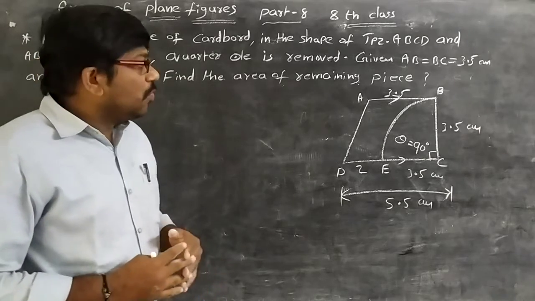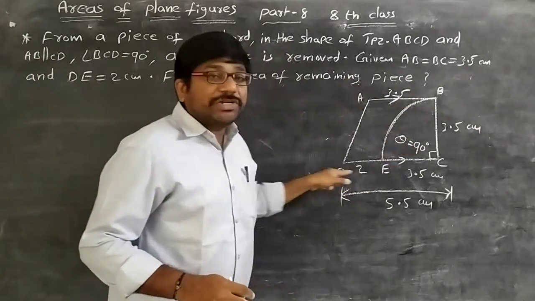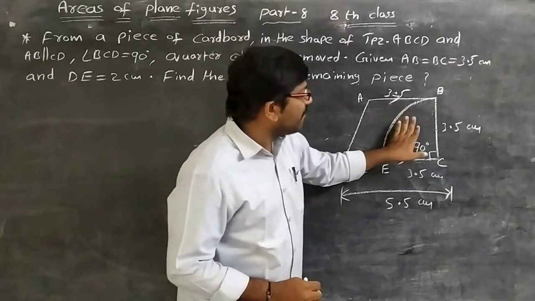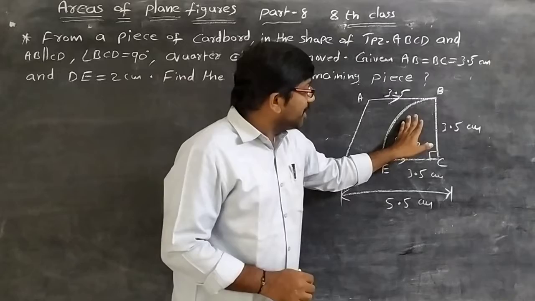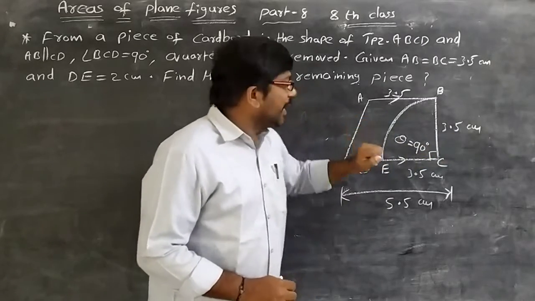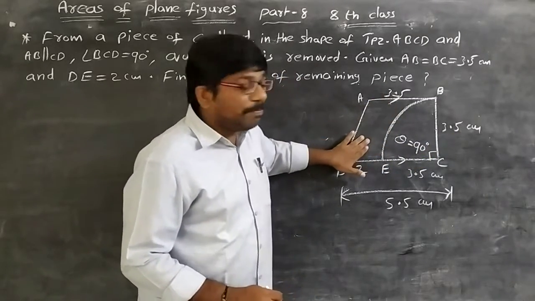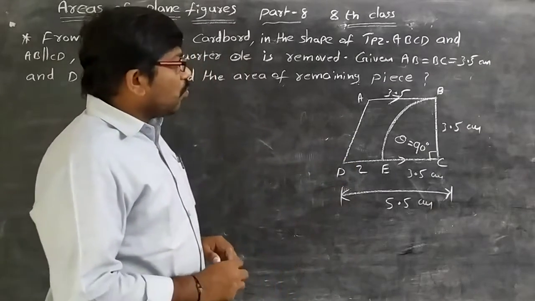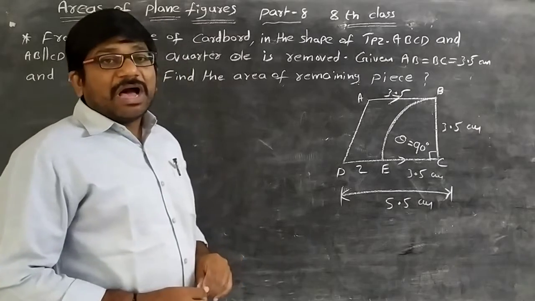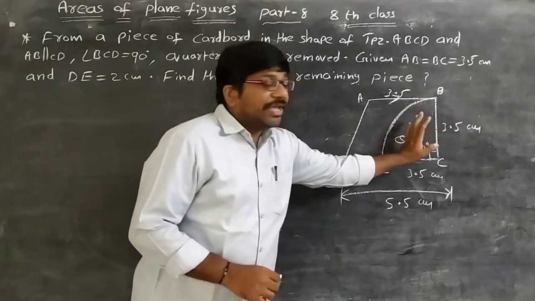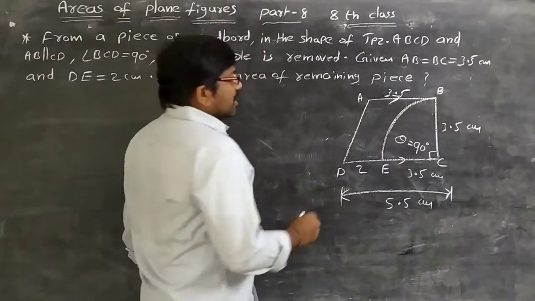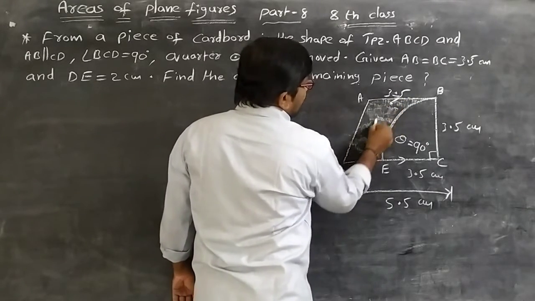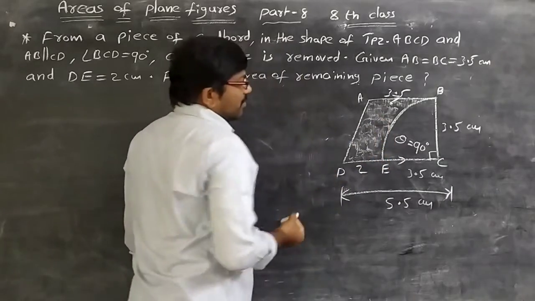First we have to find the area of the total trapezium, right? And we have to subtract the area of this sector, meaning the quarter circle. Then we get the remaining piece, right? So in this problem we have to find the area of the remaining piece after removing a sector, a quarter circle, right? So we need this area only. Very simple.